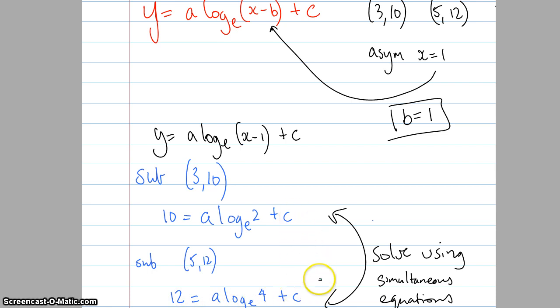Now to solve these two simultaneously, if I subtract one equation from the other, this c will be cancelled out, because it'll be plus c and then minus c. And whenever you subtract, you'll get 10 minus 12 or 12 minus 10, whichever way you decide to do it, and you'll get a log e 2 minus a log e 4, or the other way around, a log e 4 minus a log e 2. And whenever you've got one log subtracted from another log, you simply divide the numbers inside the log.